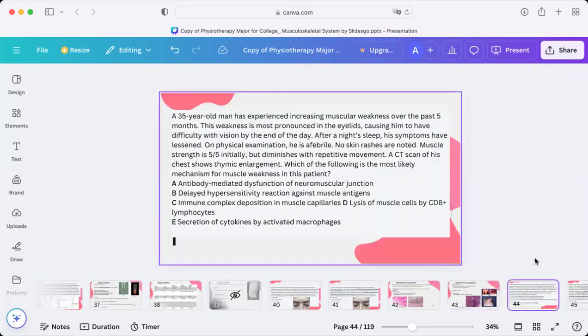We have a 35-year-old man that has experienced increasing muscular weakness over the past 5 months. This weakness is most pronounced in the eyelids, causing him to have difficulty with vision by the end of the day. After a night's sleep, his symptoms have lessened. On physical examination, he is afebrile. No skin rashes are noted.